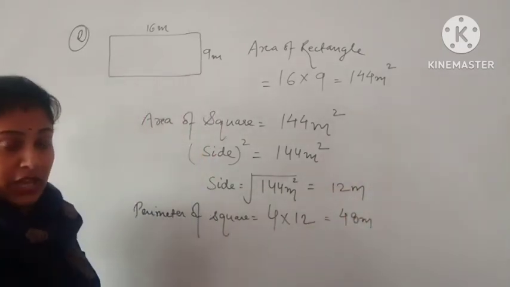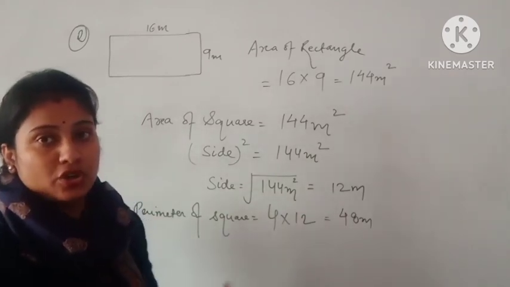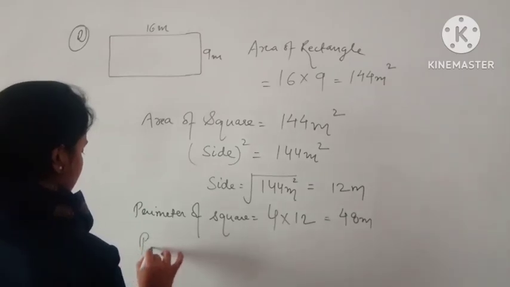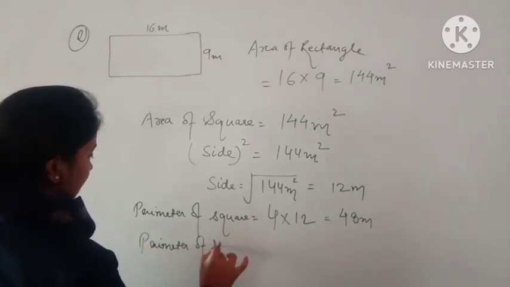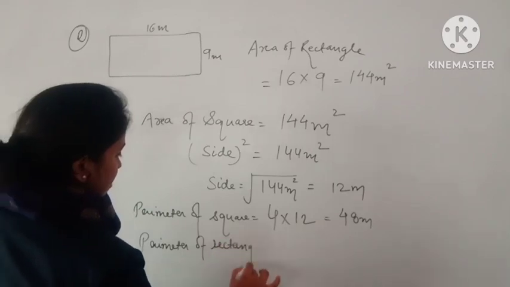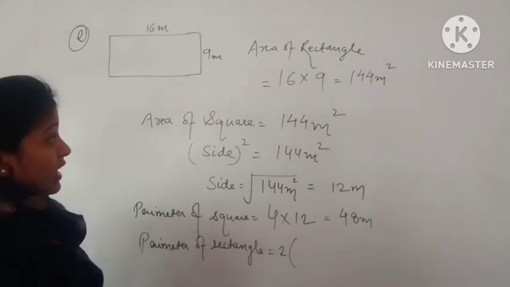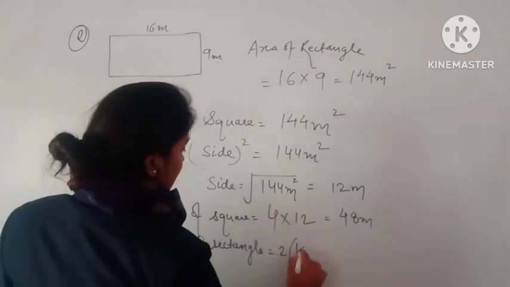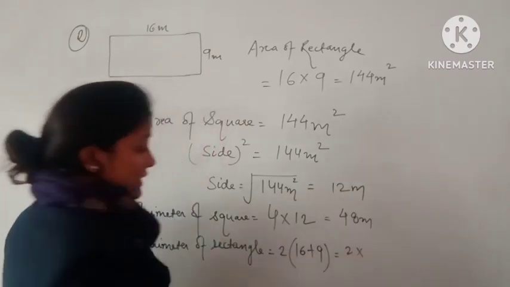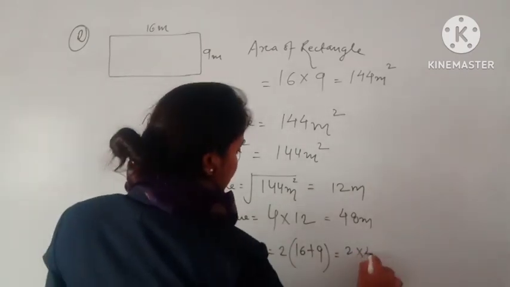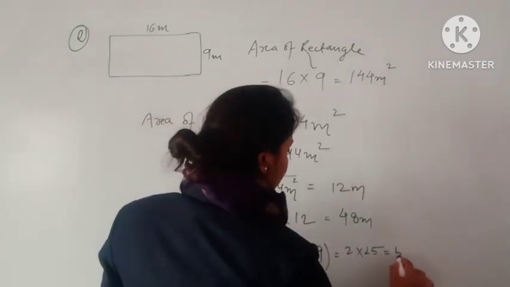Now we have to compare this perimeter of the square with the perimeter of the rectangle. And for the perimeter of the rectangle, the formula is twice into length plus breadth. Here the length is 16 and the breadth is 9. So this is 2 into 16 plus 9, which is 25, and this will be equal to 50 meter.